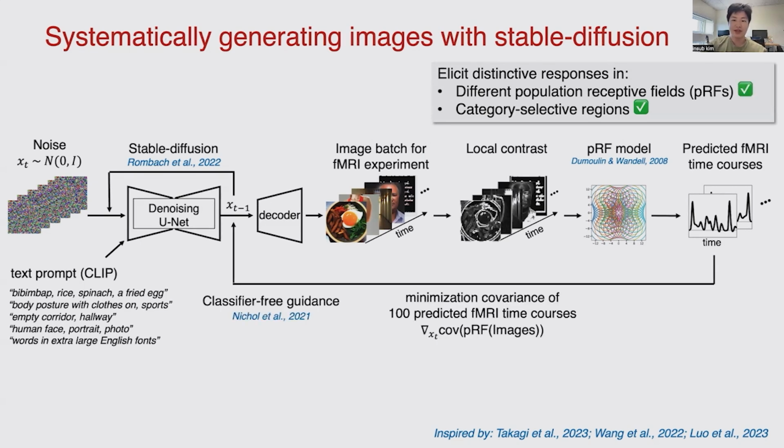Leveraging the image-computable nature of the pRF model, we iteratively refined the image generation procedure using classifier-free guidance. In this approach, we iteratively perturb the image to minimize the covariance of the 100 predicted fMRI time courses, ensuring distinctive responses for different pRFs. It is important to note that the temporal sequence of images is crucial because both the predicted fMRI time courses and the image generation process are influenced by the order of image presentation.